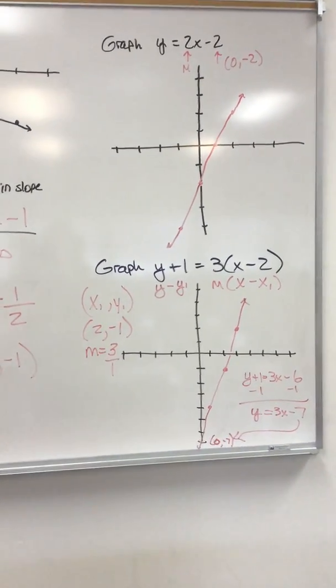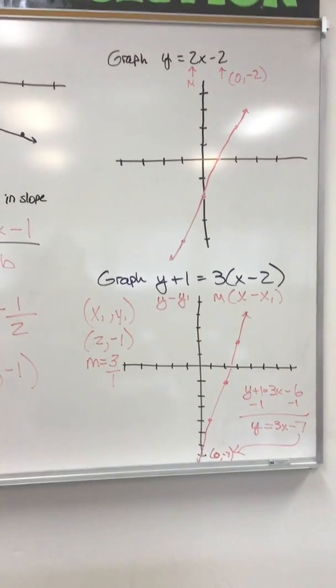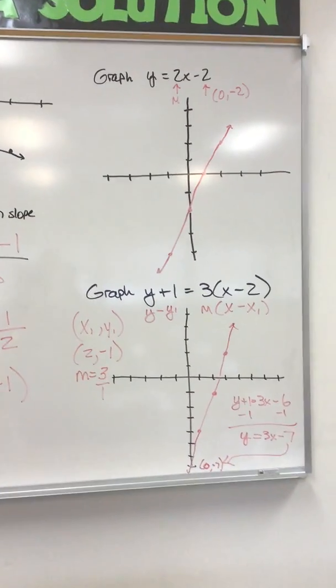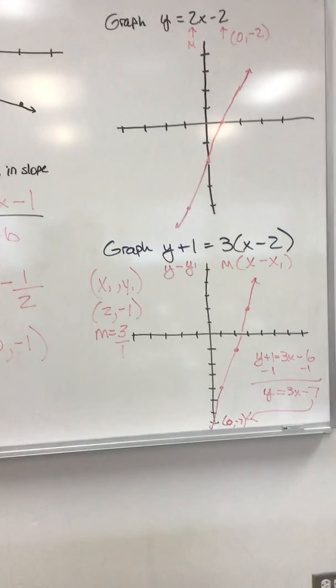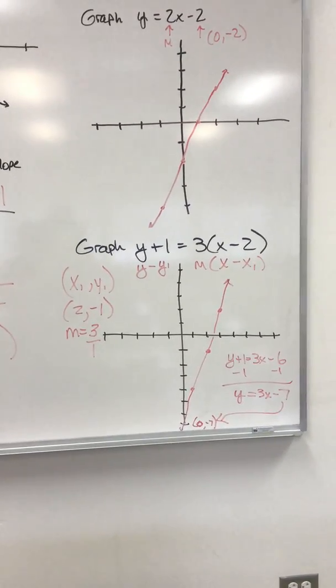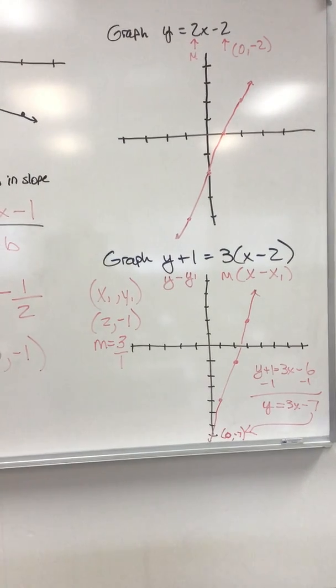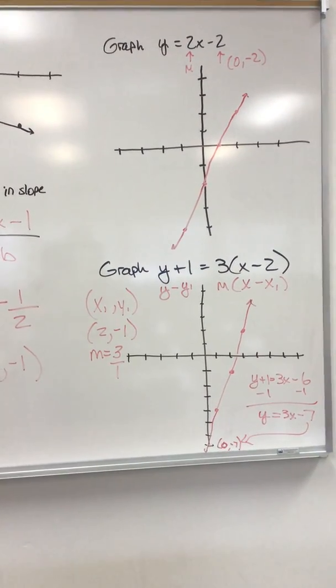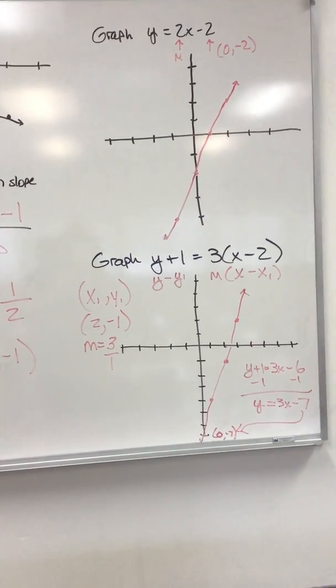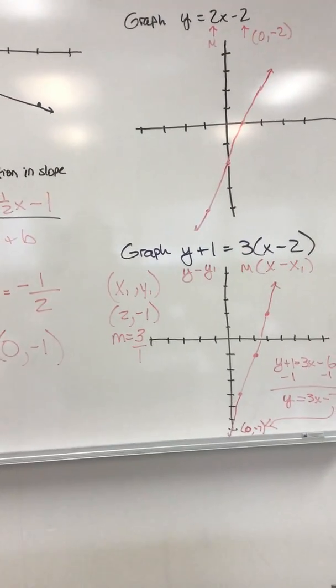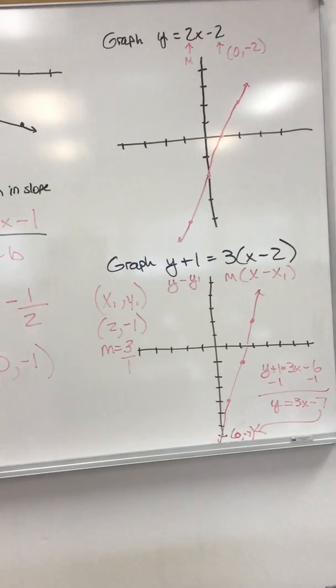I also counted it correct if you cranked through the point slope form and put it into slope intercept form. I told you that would be okay too. So we have y plus 1 equals 3x minus 6. Subtract 1 from both sides, and y equals 3x minus 7. So there's that intercept. You just had to extend the graph a little bit. Apply your slope, up 3, right 1, and you're all set.